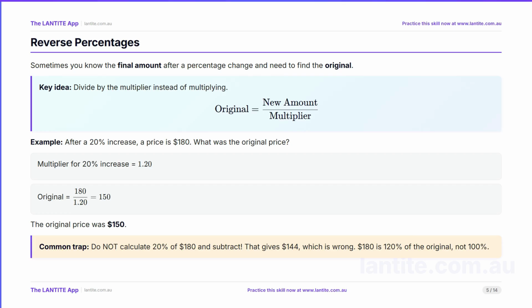Reverse percentages are where many students go wrong on the LANTITE. The question gives you the amount after a percentage change, and you need to find the original. The trick is to divide by the multiplier instead of multiplying. For example, if a price is $180 after a 20% increase, the multiplier is 1.20. So the original is 180 divided by 1.20, which is 150. The most common mistake is taking 20% of 180 and subtracting it. That gives 144, which is wrong, because 180 is already 120% of the original, not 100%.